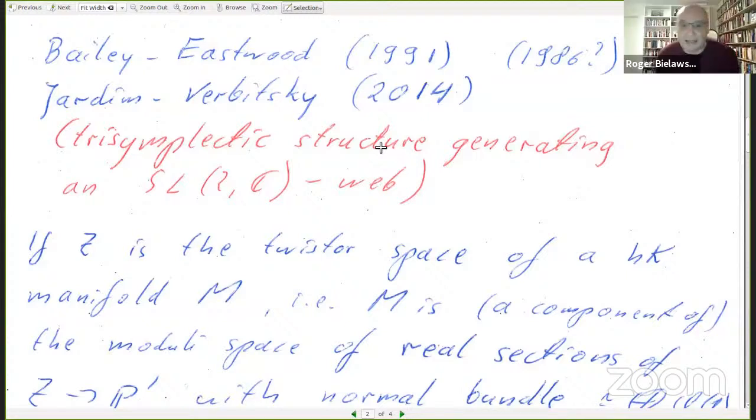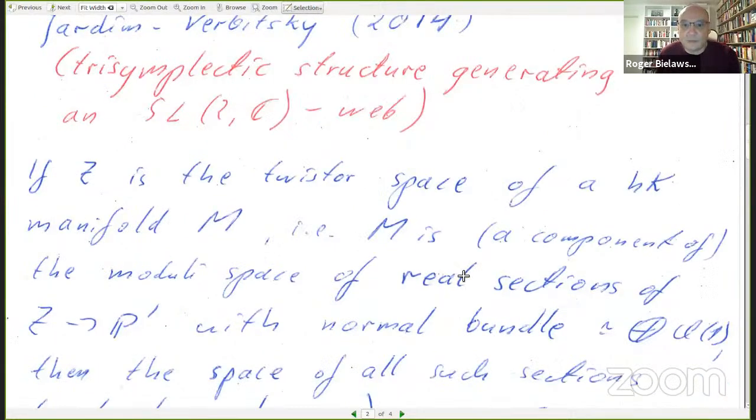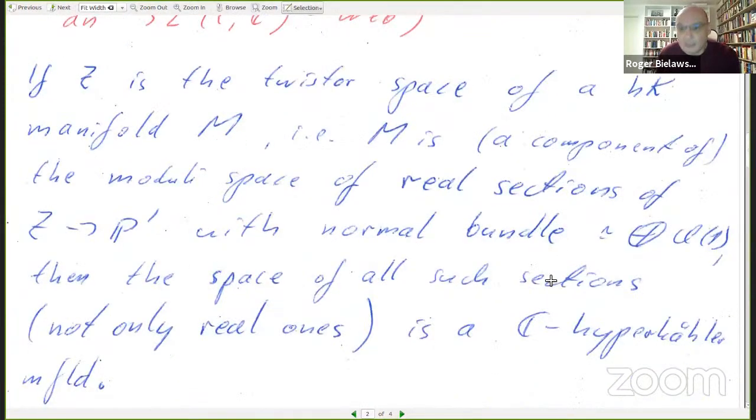If you build hyperKähler geometry, then you basically encounter them all the time. If you start with the twistor space of the usual hyperKähler manifold, then the hyperKähler manifold is recovered as the moduli space of real sections of the twistor projection with normal bundles direct sum of O(1)s. But if you take all sections with such normal bundle, not just the real ones, then you will get naturally a complex hyperKähler manifold.